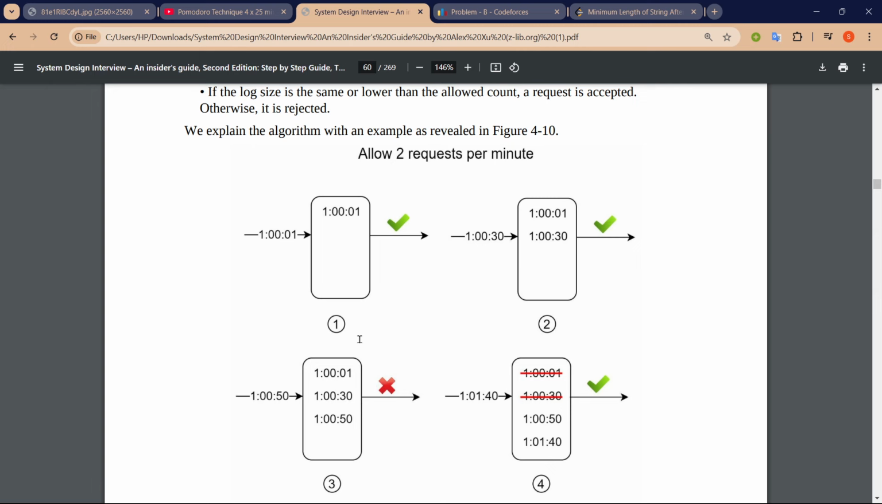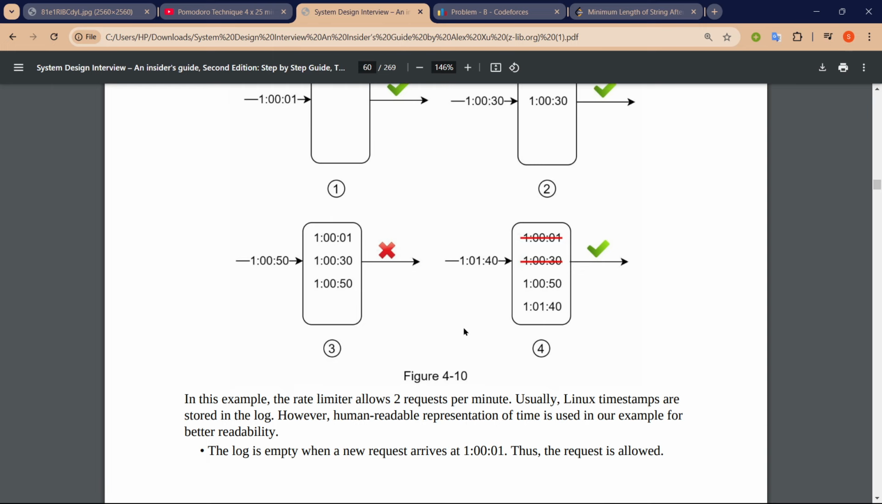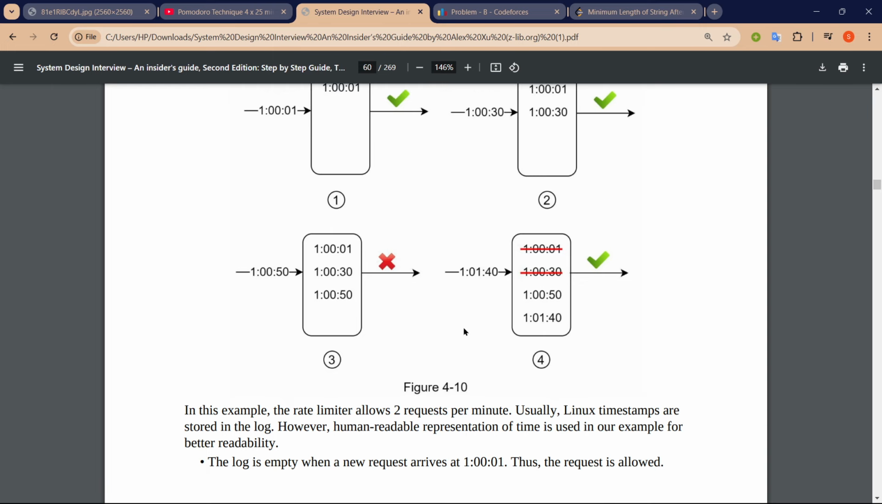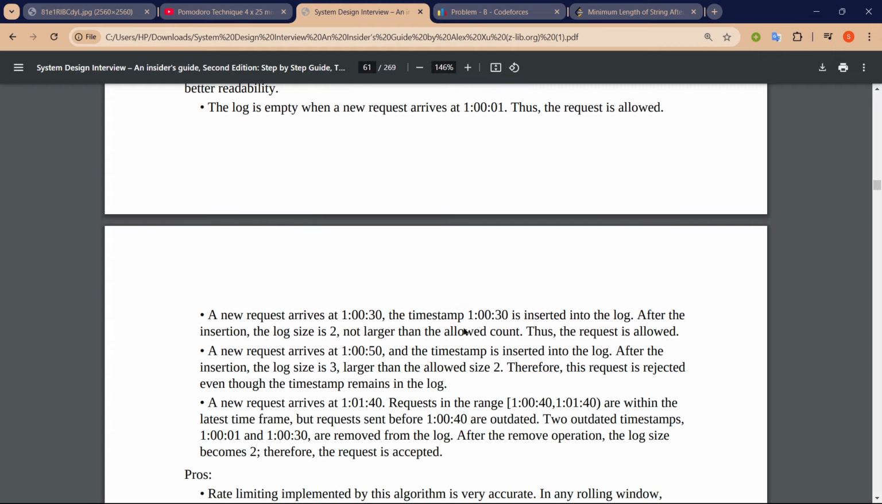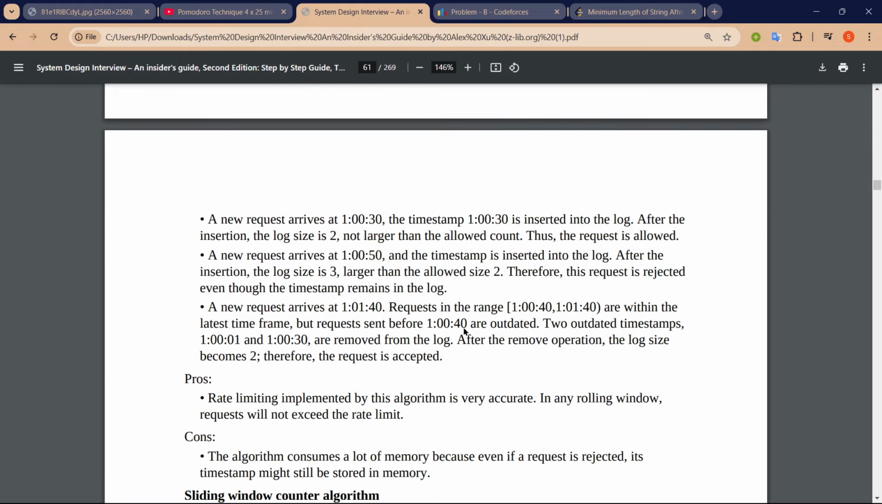We explain the algorithm as follows. Okay. Allows 2 requests per minute. The first request came. Then the second request came at 1:30, and then the third one tries to come but won't be able to. In this example, the rate limiter allows 2 requests per minute. Usually, Linux timestamps are stored in the log. However, human readable representation of time is used in our example for better readability. The log is empty when a new request arrives at 1:01. The request is allowed. Okay. A request arrives at 1:00:30. The timestamp is inserted into the log.